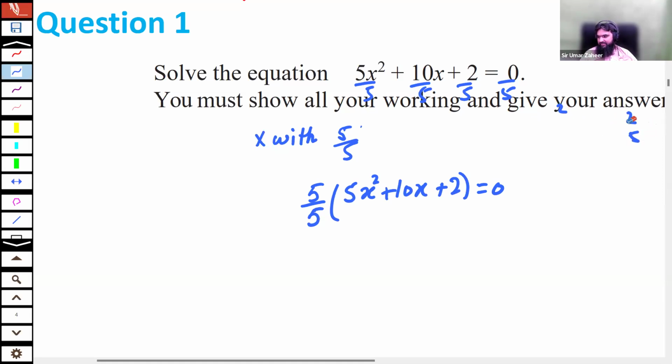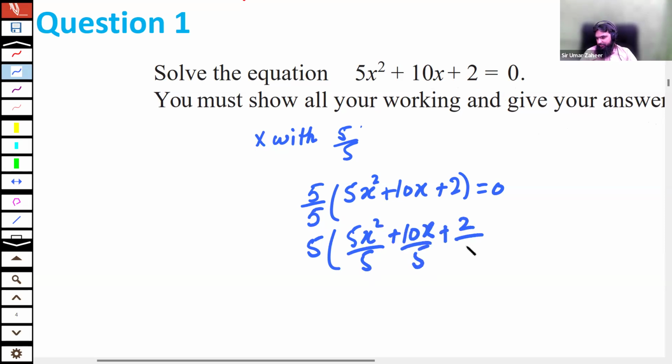But I'm not doing it this way. The reason is that in the function we have to do completing the square as well, so you don't have the option to divide. That's why you have to multiply and divide by 5 over 5. Now take the denominator 5 inside the bracket. So it will be 5x squared divided by 5, 10x divided by 5, 2 divided by 5.